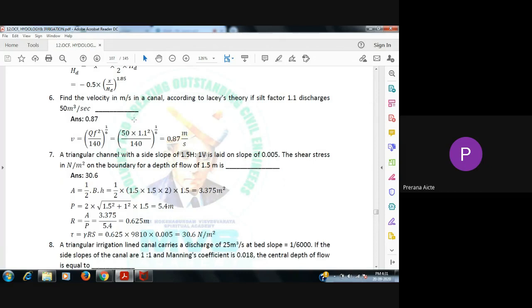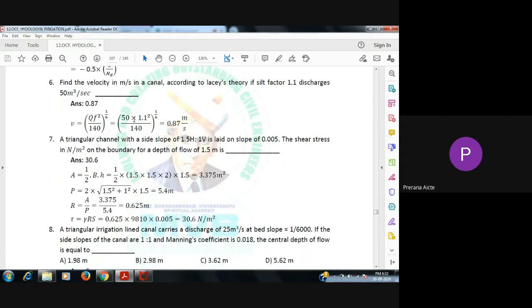So using that formula, V equal to (Q F squared by 140) whole power 1 by 6. So substitute directly Q equal to 50, then F equal to 1.1, whole squared by 140. That will give it like this.